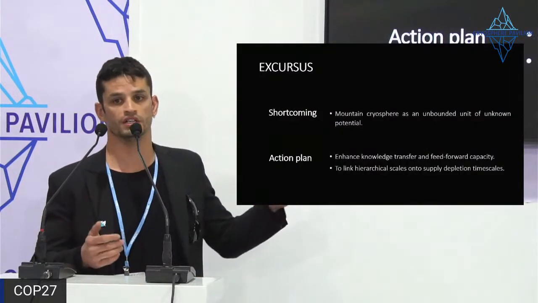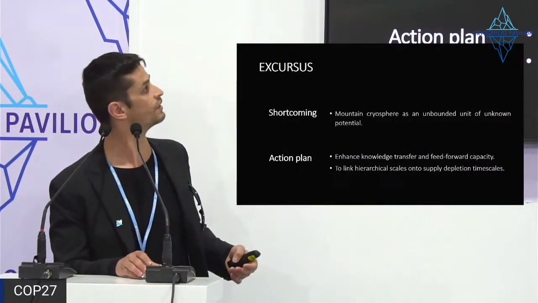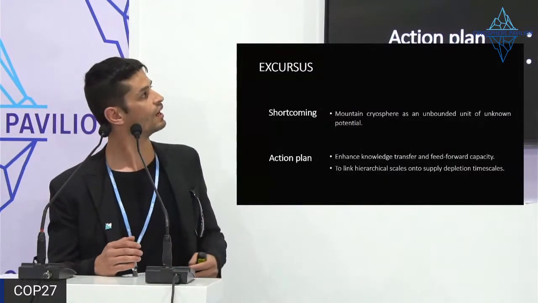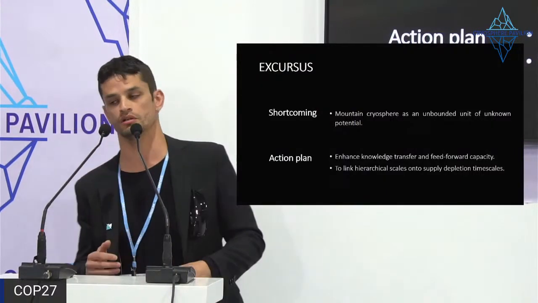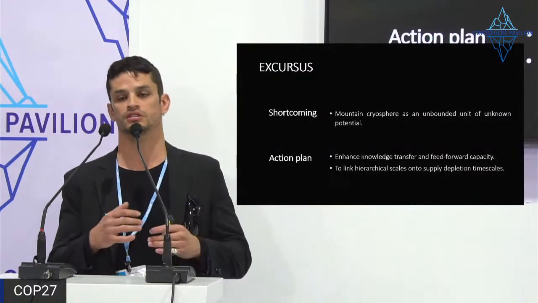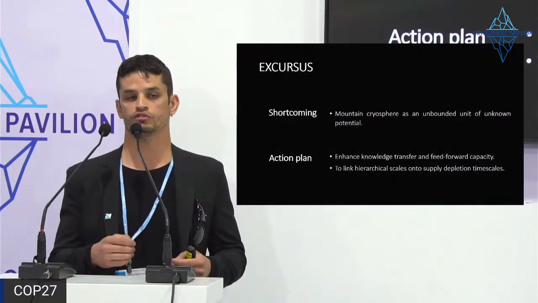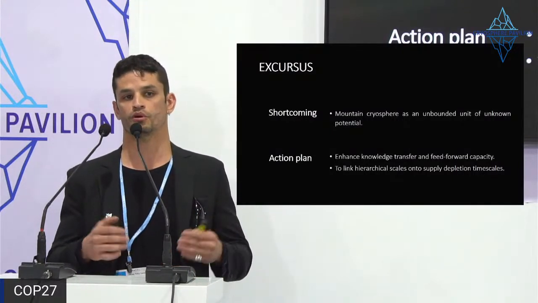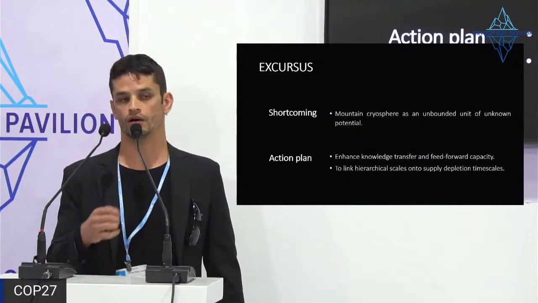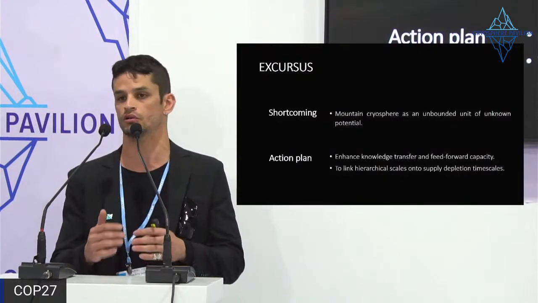So the excursus that I wanted to give is simply by stating that mountain cryosphere is still an unbounded unit and it has an unknown potential. And what I mean with this is that the resilience to depletion that certain aquifers in high altitude settings have might be also a proxy of their value, and by understanding this value or future value, we can understand how to put them and how to prioritize them in the current day legislations.